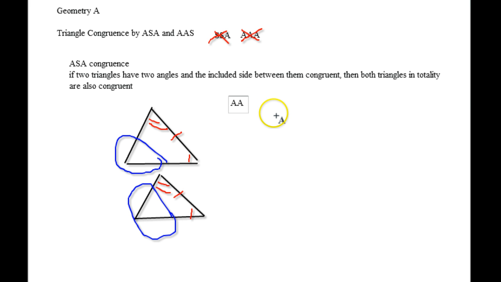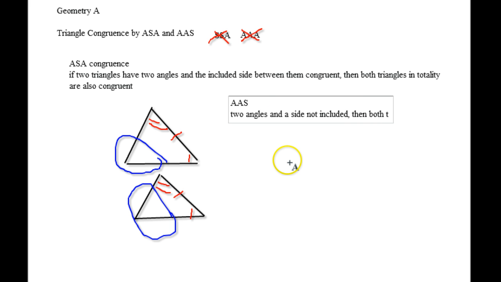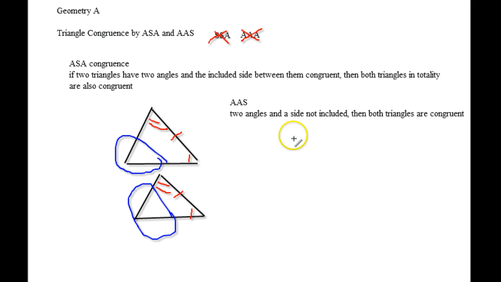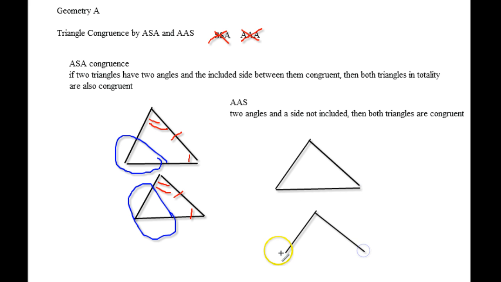Now, AAS is just the same thing, except it is two angles and a side not included, that's not in between. And that one looks like this. And once again, I use the boring old model of drawing the triangles the same way, because it makes it a lot easier to explain, and it also helps explain the differences between all three theorems.